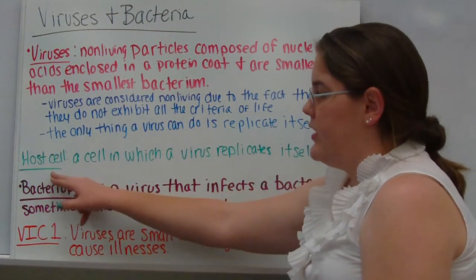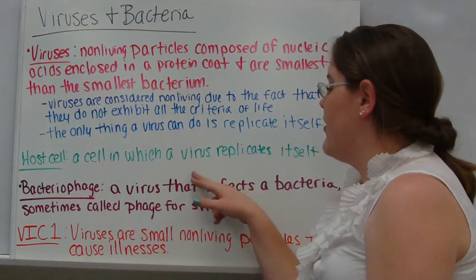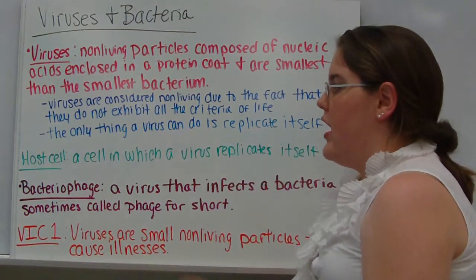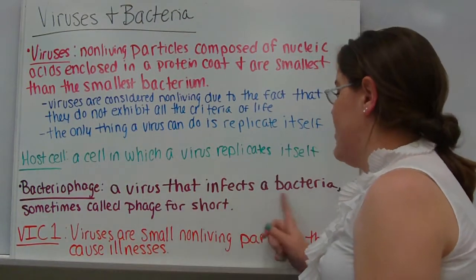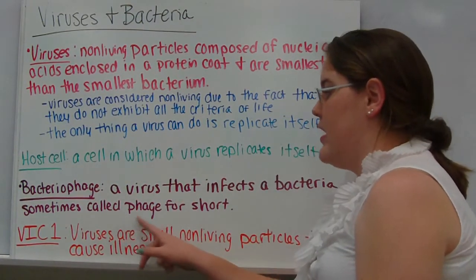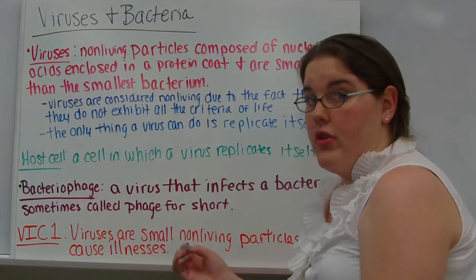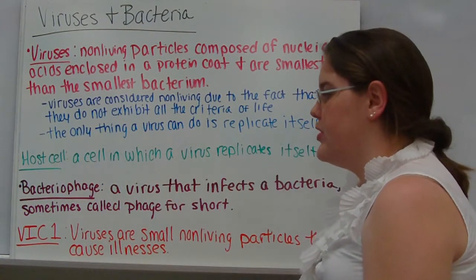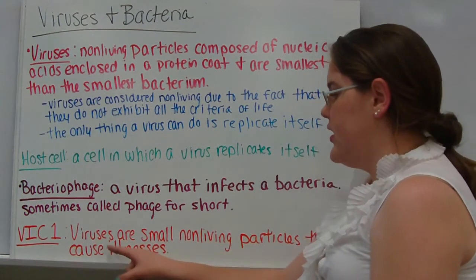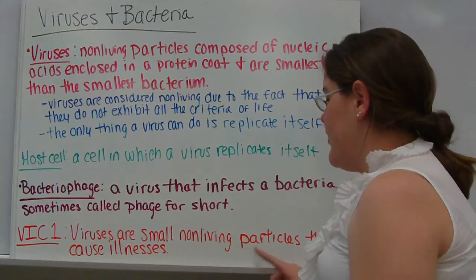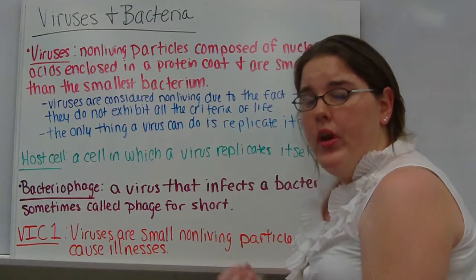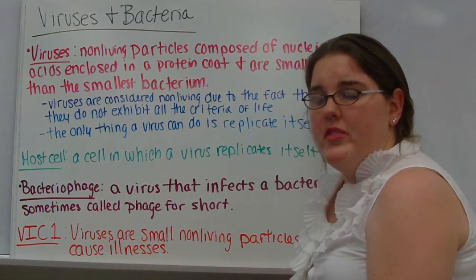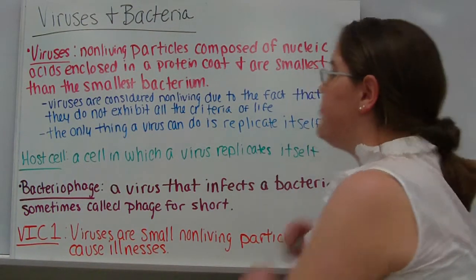So a host cell is a cell in which a virus replicates itself. Now a bacteriophage is a little bit different because it's a virus that infects a bacteria. Sometimes it might just be called a phage for short, and we're going to talk about how this exactly occurs. Vic number one is that viruses are small, non-living particles that can cause illnesses. For instance, the flu is caused by a virus. It's caused by many different types of viruses.